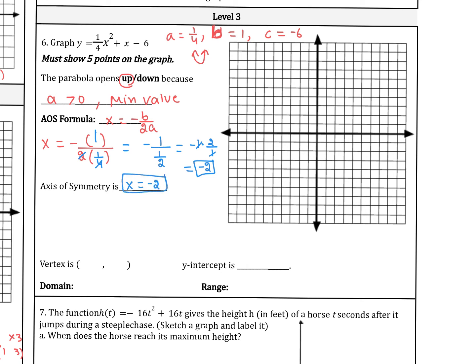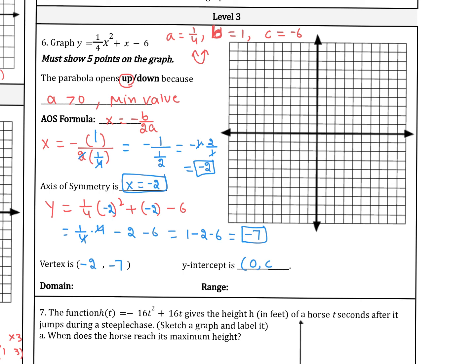For finding y, you're going to put the bracket around the x value and plug in x as -2. 1/4 times 4, minus 2, minus 6. So that's going to give you 1 minus 2 minus 6, and that is -7. So -2 comma -7 is your vertex. The y-intercept is 0 comma c, and that's going to be 0 comma -6.